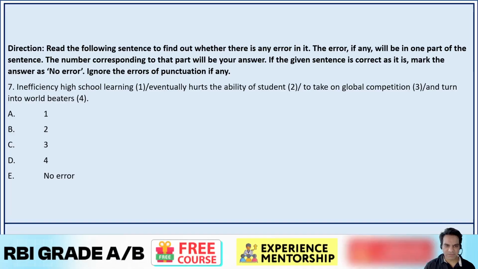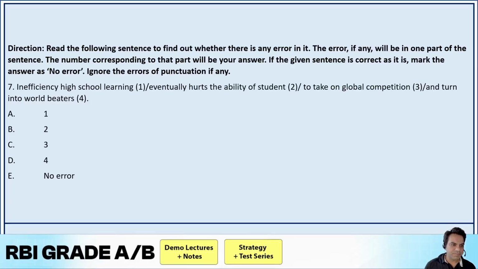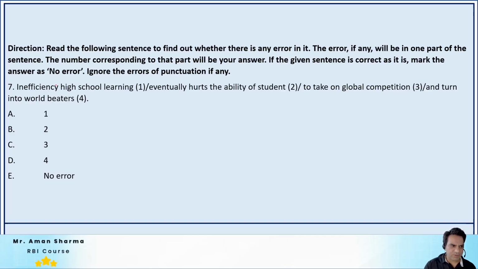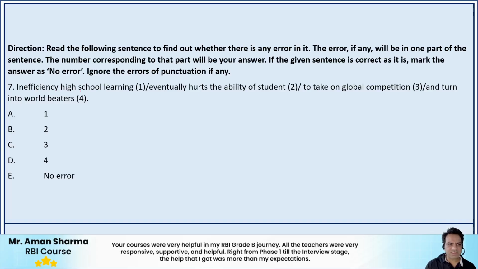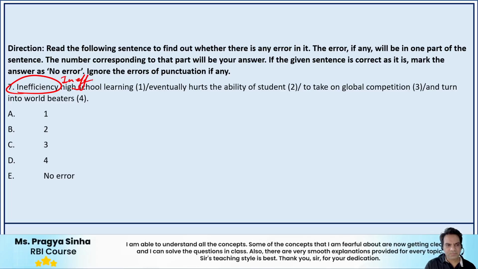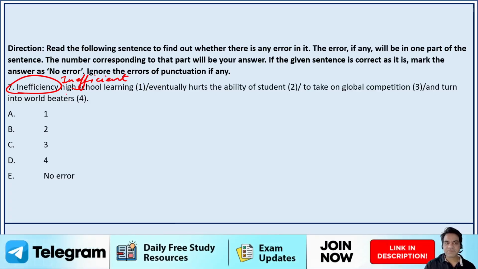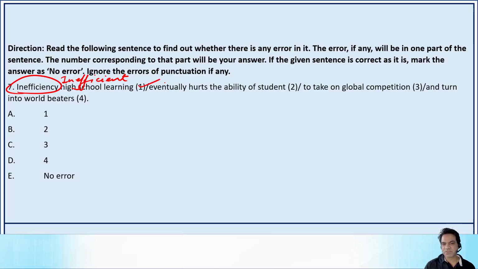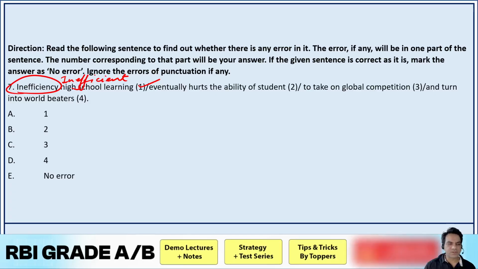Inefficiency high school learning eventually hurts the ability of students to take on global competition and turn into world beaters. Okay, world beaters, world leaders. But still, I found the error in the first part. Not inefficiency high school learning. It should be inefficient high school learning, not inefficiency. Inefficiency is a noun. Now we have to use an adjective here. So it should be inefficient high school learning eventually hurts the ability of students to take on global competition and turn into world leaders. So option 1 is the correct answer.